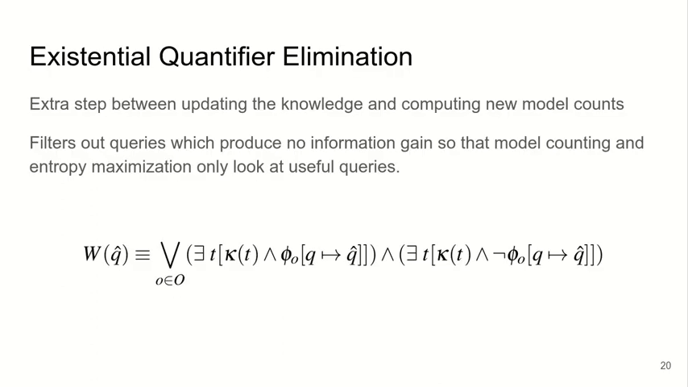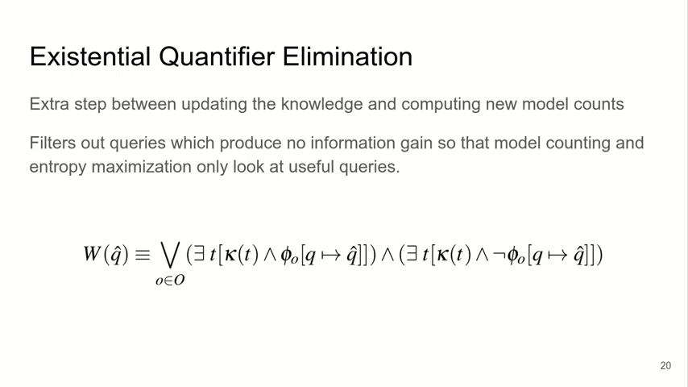To speed up the program, we added a step between when the knowledge is updated and when new model counts are computed. This step is called existential quantifier elimination, and it filters out queries which are guaranteed to produce no new information. This step can also be handled in entropy maximization, as any query which can gain no information will have an entropy of 0, but since we can do it before even computing model counts, we can avoid a number of unnecessary computations.